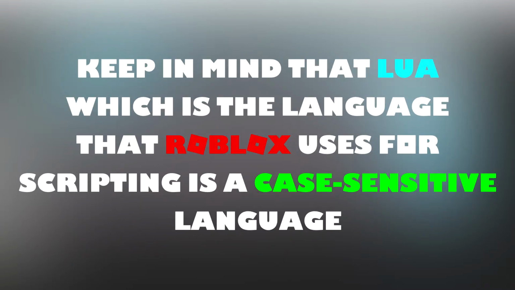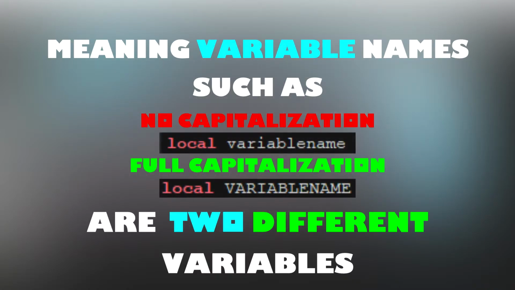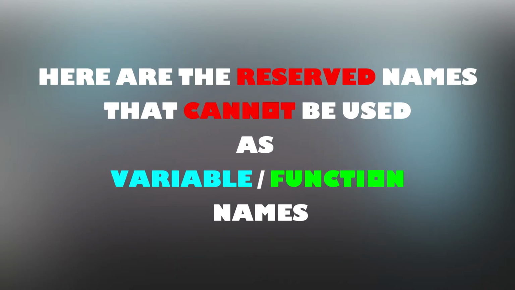Keep in mind that Lua, which is the language that Roblox uses for scripting, is a case-sensitive language, meaning variable names such as variablename with no capitalization and VARIABLENAME with full capitalization are two different variables. Here are the reserved names that cannot be used as variable or function names.